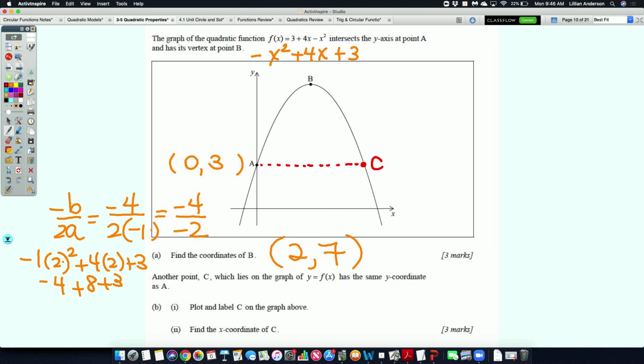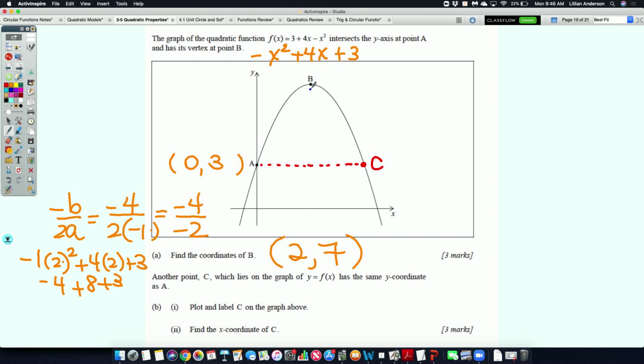Because it has the same y coordinate as A, but it's still on the graph, so it needs to be on the other side, basically, of that axis of symmetry. So now you just... 4, 3. Don't you just do those two plus each other divided by 2? Wait, if B is the axis of symmetry, if that's 2 over, then would you just add another 4, 2, 3? That would be the easier way to do it.